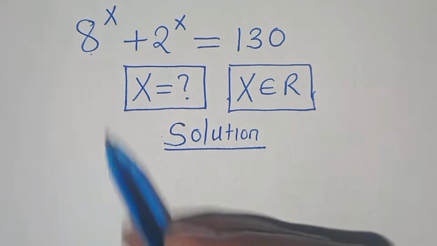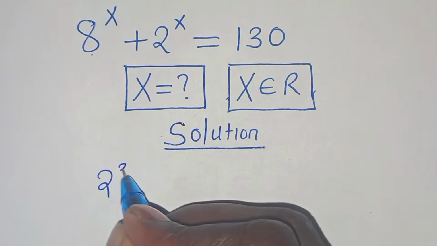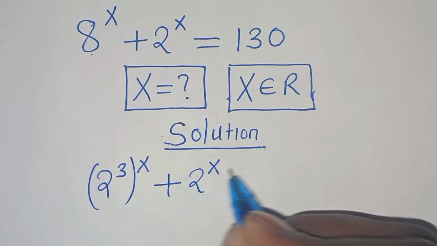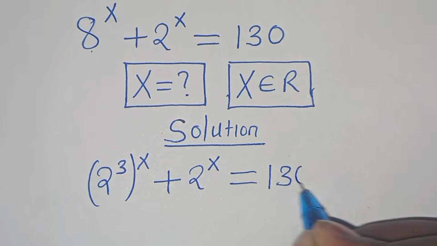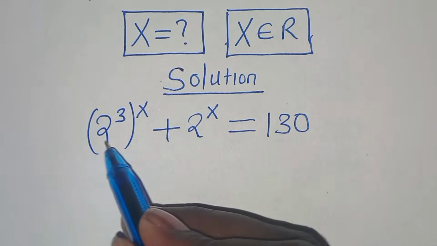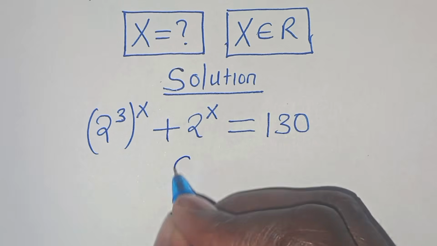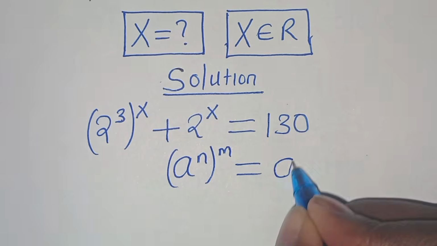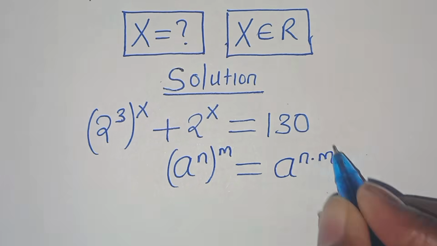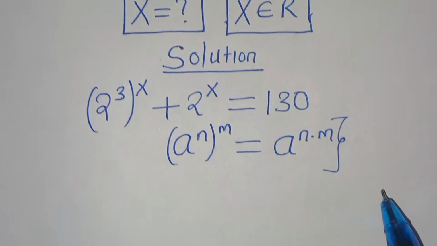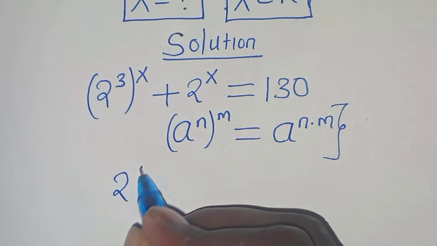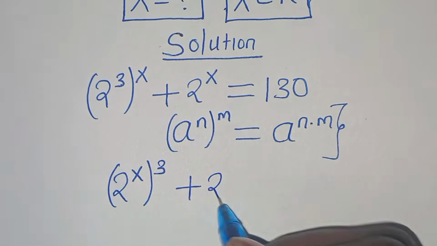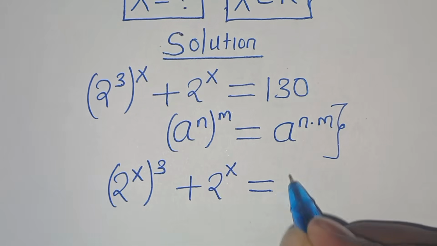Now we can express 8 to the power of x as 2 to the power of 3 raised to the power of x, then plus 2 to the power of x. This is equal to 130. The next step is that 2 to the power of 3 to the power of x is in the form of a to the power of n raised to the power of m, which we can express as a to the power of n times m. Applying this exponent property, we have 2 to the power of x raised to the power of 3, then plus 2 to the power of x. This is equal to 130.